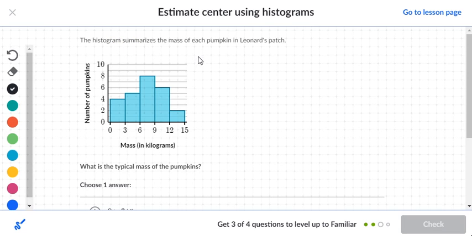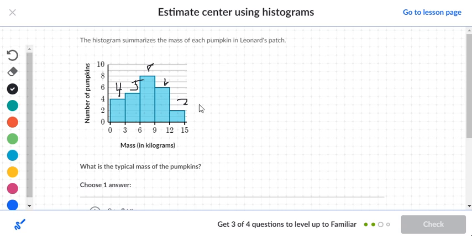The histogram summarizes the mass of each pumpkin in Leonard's patch. So these are number of pumpkins. This is the mass. What is the typical mass of the pumpkins? Well, let's take a look. This one is at 4. This is between 4 and 6, which is 5. This is 8. This would be 6. And this would be 2.